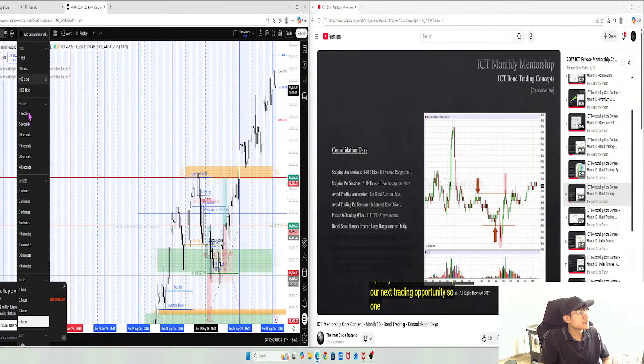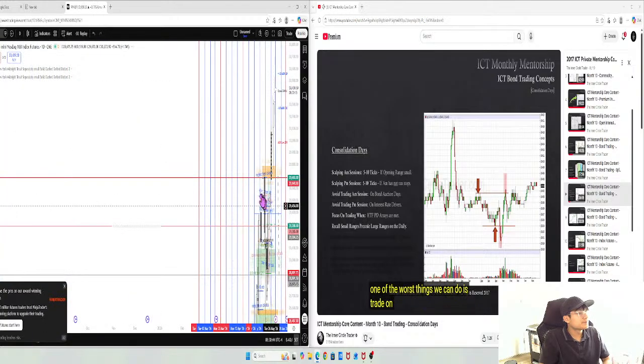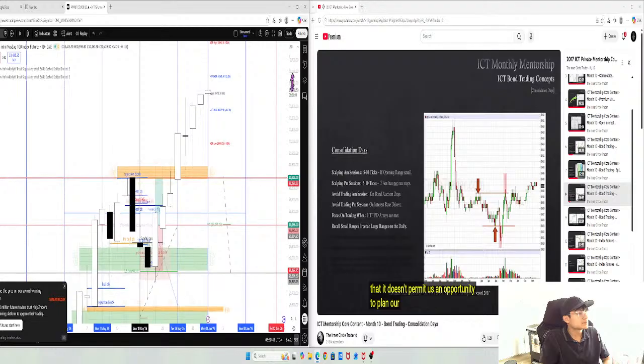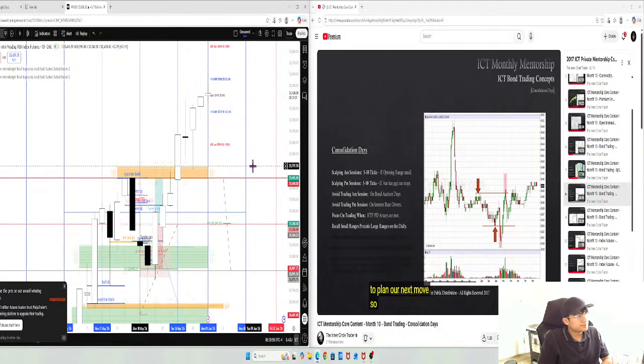One of the worst things we can do is trade on such a short-term time frame that it doesn't permit us an opportunity to plan our next move. So consolidation days, even for a day trader or a scalper, provide those little periods of time where we can take a breather, take a step back, maybe not even worry about trading that particular day, wait for end of day, go back and do some analysis, figure out where the liquidity is, and then formulate an idea based on that consolidation day: what is price going to reach for next?